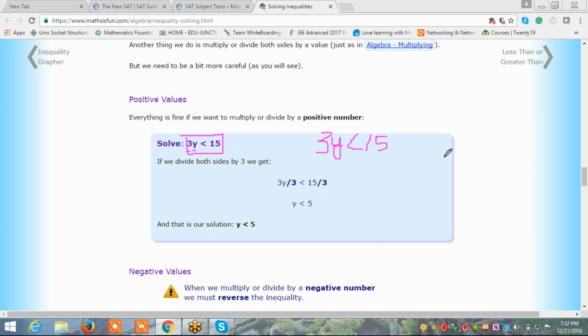Wait, can you say it all over again? I couldn't hear you, it lagged. Yeah, I will tell you again. Please concentrate. I have an equation 3y less than 15.